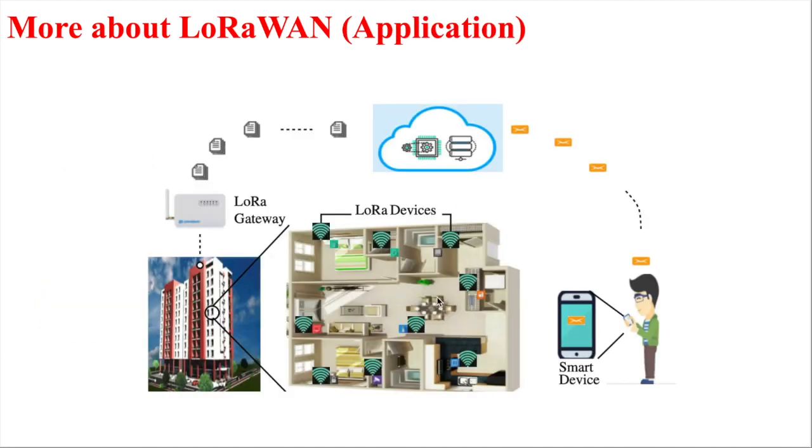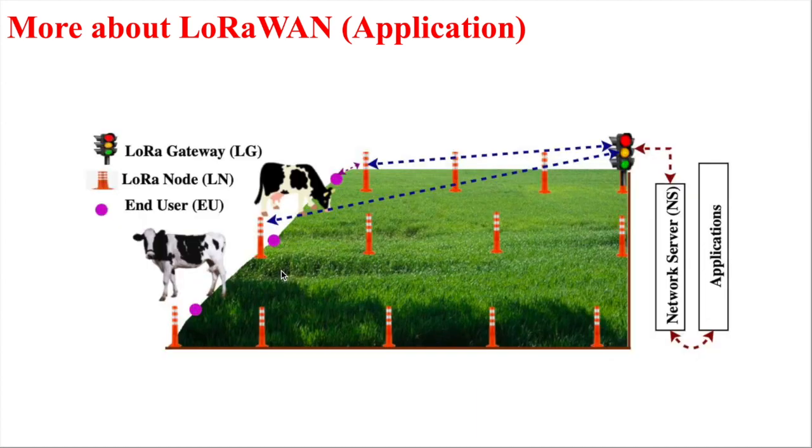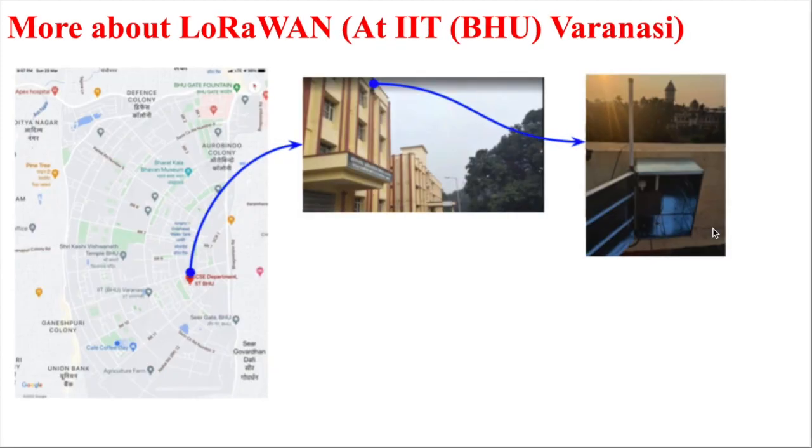This is another pictorial diagram of the LoRaWAN. The nodes can communicate with the gateway, the gateway communicates with the network server, which does something and shows the result to the end user. So this is the application of the LoRaWAN. This is another application of the LoRaWAN in intelligent transportation systems. Some vehicles are there, so they can detect if someone is moving properly or not, or doing something wrong or not. This is the agriculture application, where a cattle enters inside the agriculture field. Then the LoRa node can detect and transmit to the gateway, and the gateway can detect this information and generate an alert to the end user.